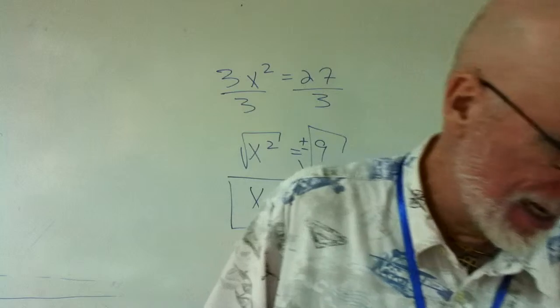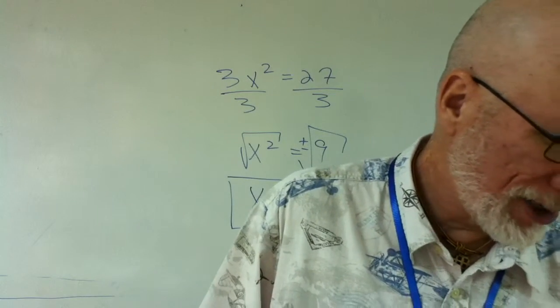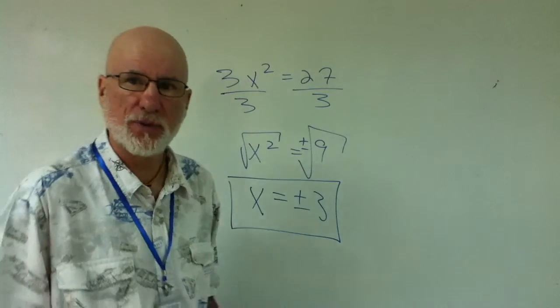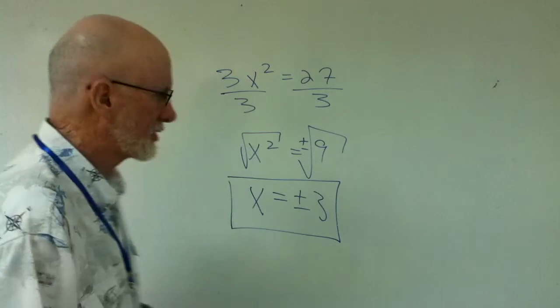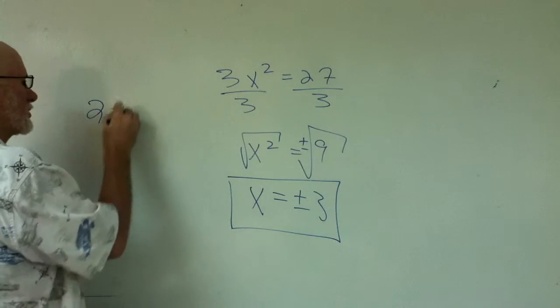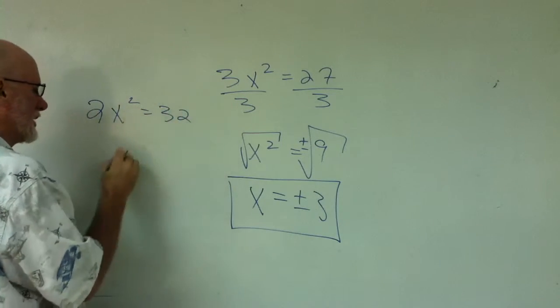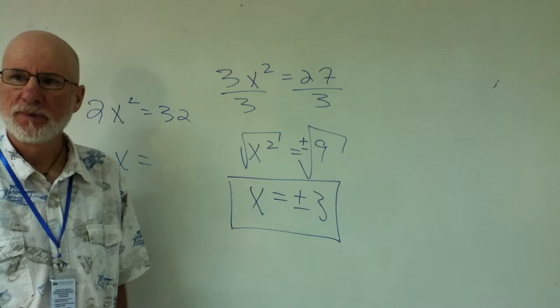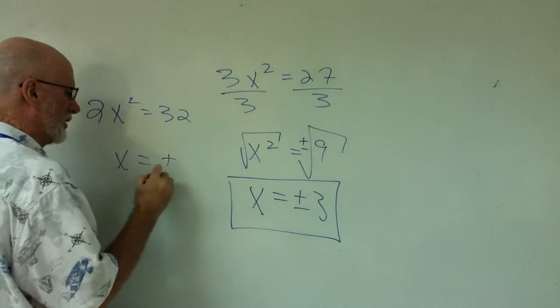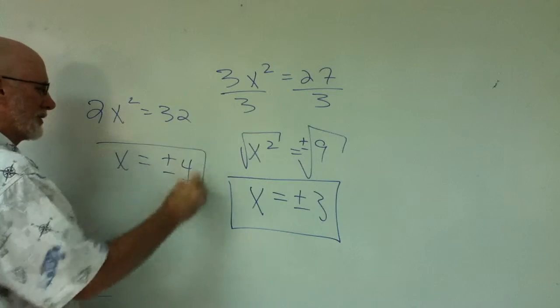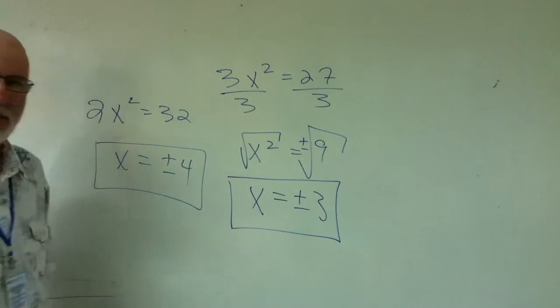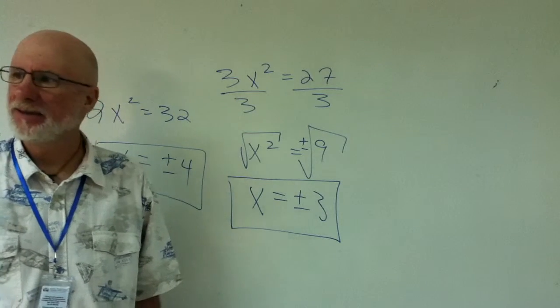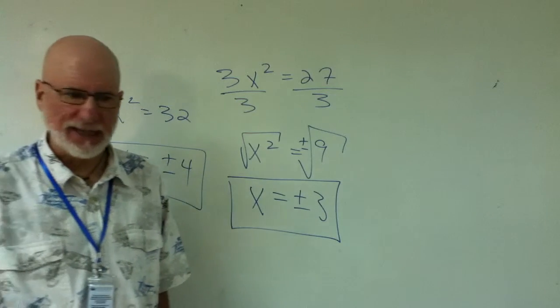The next one says 2x squared equals 32. What's the answer? Can you do it in your head? 2x squared equals 32. X equals what? Plus or minus 4. Very good. You should be able to see that's going to be divided by 2. That's 16. Square root of both sides, plus or minus 4.